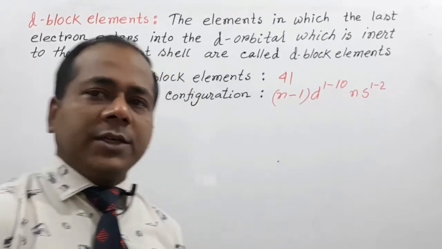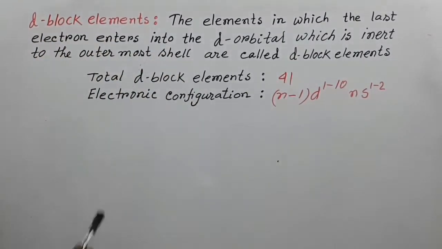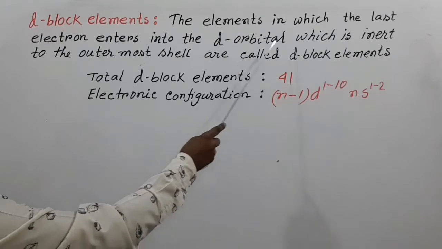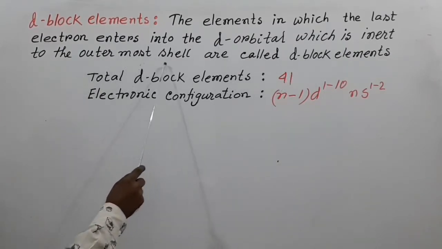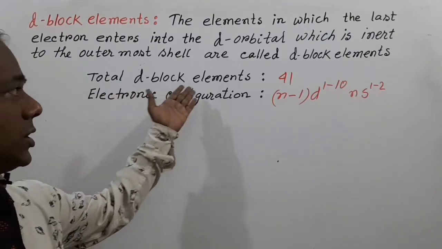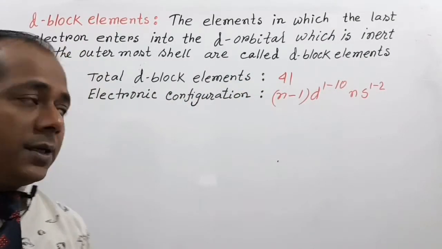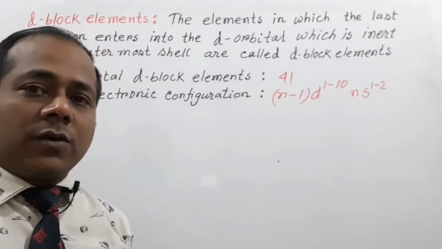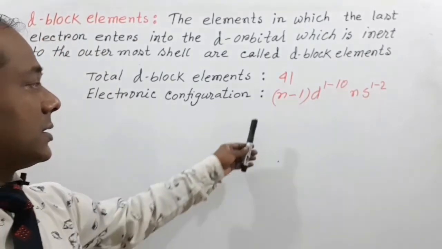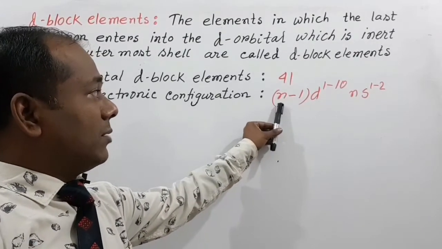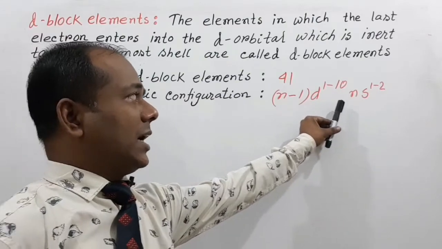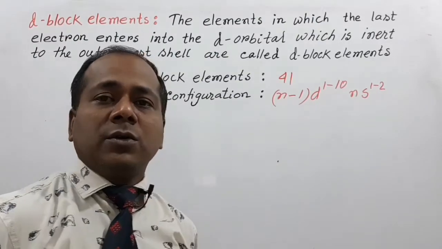Now d block elements: the elements in which the last electron enters the d orbital, which is inner to the outermost shell, are called d block elements. The total number of d block elements is 41, and the general electronic configuration of d block elements is (n-1)d1 to 10 ns1 to 2.